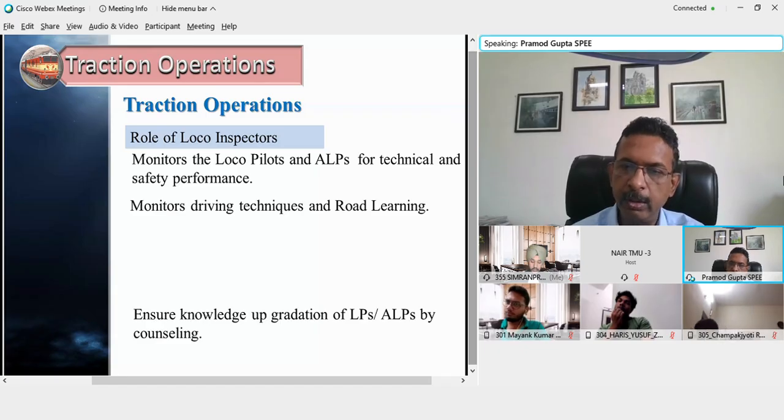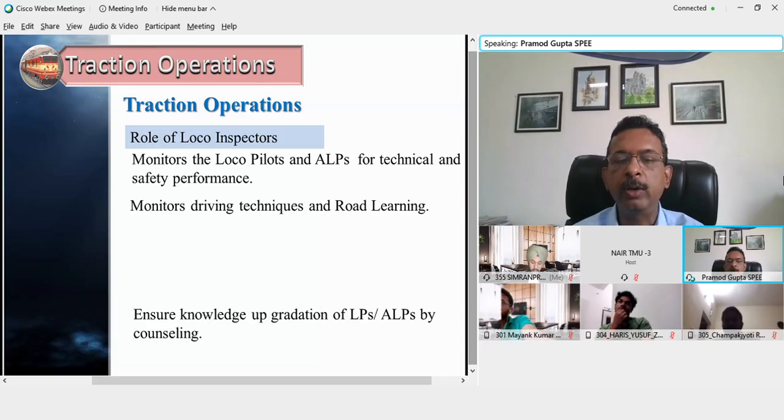which results in loss of energy and also wear and tear on the brake blocks and the wheel. So driving skills, appropriate driving techniques have to be used so that the train runs smoothly, it stops and starts without having any jerks in the train.